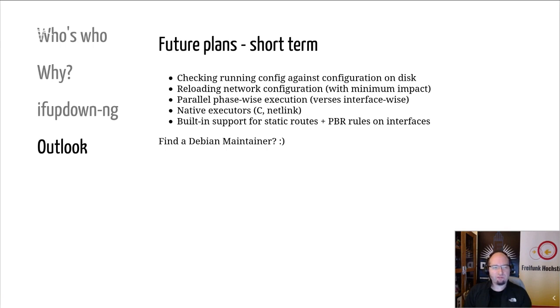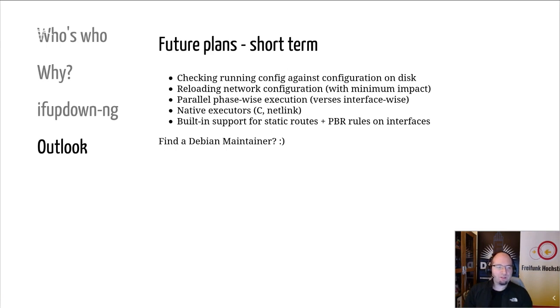Currently, we have interface-wide execution, which is a problem if you have some interleaving dependencies. So the idea is to have phase-wise execution, like create all interfaces if required, like tunnels, etc., then pre-up all interfaces, then up all interfaces, etc. This will be a little bit of hacking.